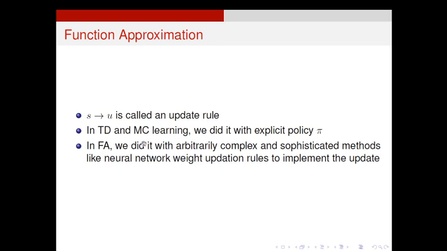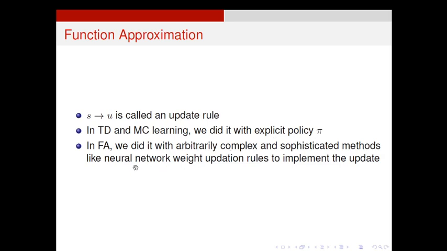In TD and Monte Carlo learning we did it with an explicit policy pi. We have already discussed how the state values are updated. The state values are updated or evaluated with the help of explicit policies. In the case of temporal difference and Monte Carlo, and even in DP or Markov decision processes, we have some explicit policy. Using this policy we evaluate the state values and state action values. But sometimes the agent will have to identify the most suitable policy that will match the exact or target policy.